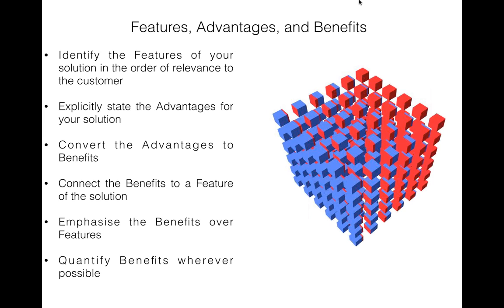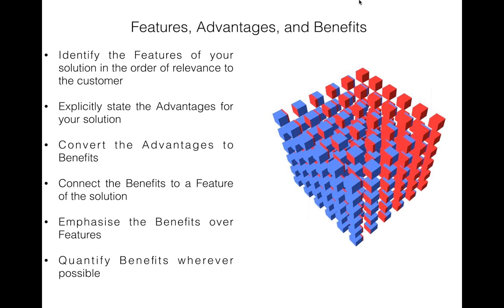So you have to identify the features in relevance to the customer, and you have to explicitly state the advantages of your solution. Advantages of your solution is not the feature of your solution. People generally confuse between the feature and the advantage. A feature is meeting a requirement. An advantage is the positive outcome of meeting that requirement. Meeting the requirement is a mandatory thing, but above meeting the requirement, what is the additional positive outcome you are getting, that is your advantage.